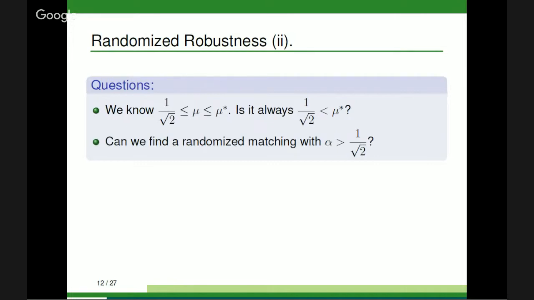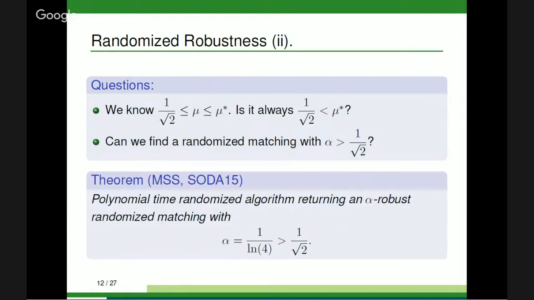That's one problem. And another problem is, can we always find a randomized matching with robustness at least 1 over square root of 2? So that should have been a mu star. So with the randomized robustness, at least 1 over square root of 2. And our result is that we can always do that. So we have a polynomial time algorithm. It's a randomized algorithm that returns an alpha robust randomized matching.